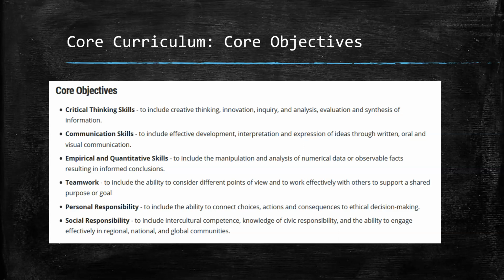So what are the skill sets you'll be developing by taking the core curriculum? Let's go through the list. Critical thinking, communication, empirical and quantitative skills, and teamwork skills, so the first 4, along with developing personal responsibility and social responsibility. As we look at that list, those are some pretty good knowledge and skill sets to have in our academic, in our professional, in our social, and in our personal lives.